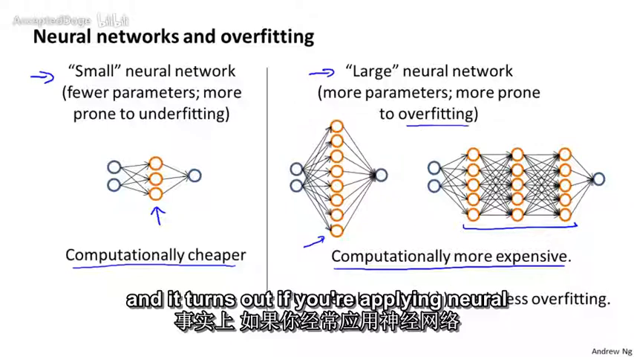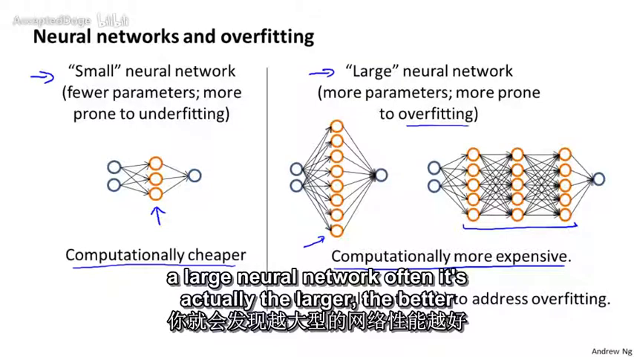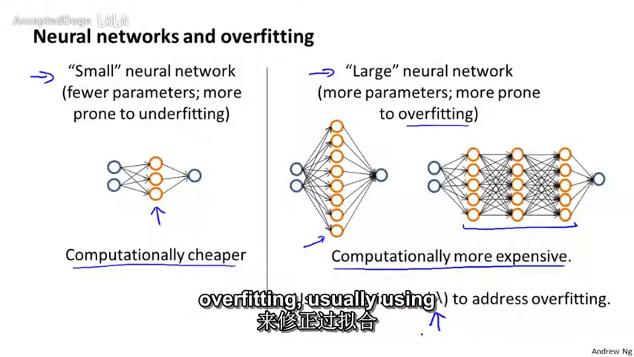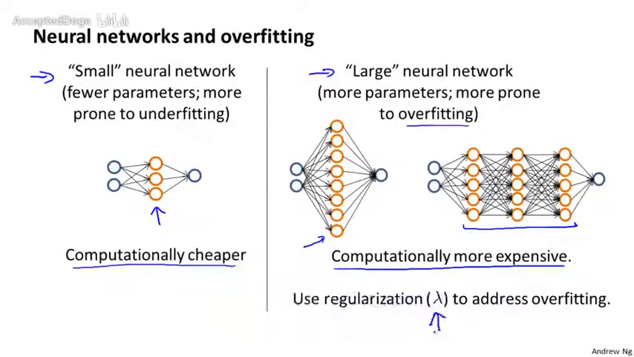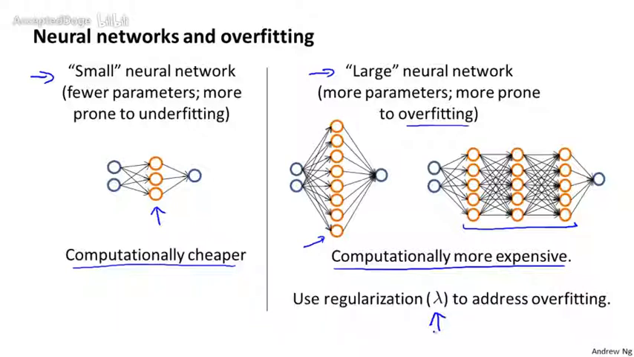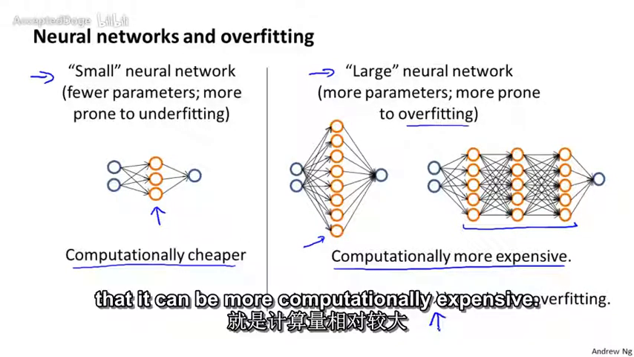And it turns out that if you're applying a neural network, very often using a larger neural network, often it's actually the larger the better, but if it's overfitting, you can then use regularization to address overfitting. And usually using a larger neural network but using regularization to address overfitting is often more effective than using a smaller neural network. And the main possible disadvantage is that it can be more computationally expensive.